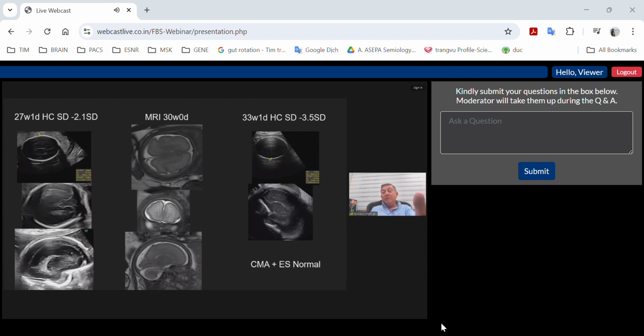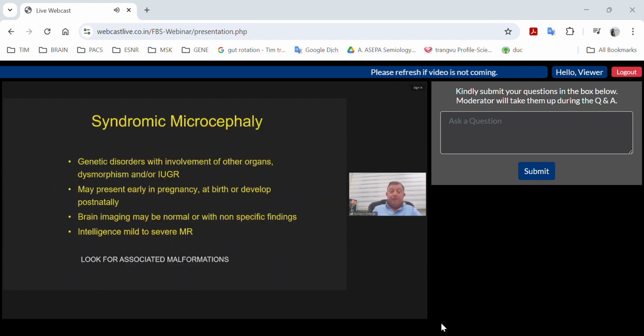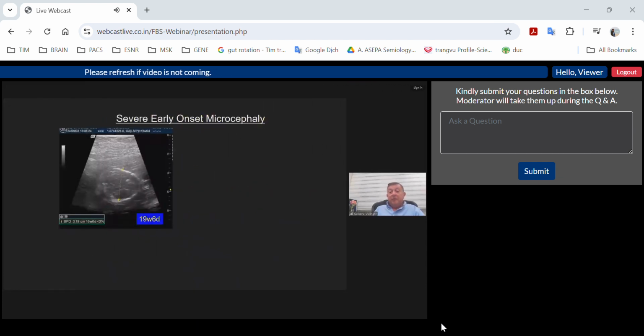And as you can see here, we proved it, because the family was not willing to terminate the pregnancy at 27 weeks, at 30 weeks, or at 33 weeks. The findings are much more clear. Always look for associated malformations.